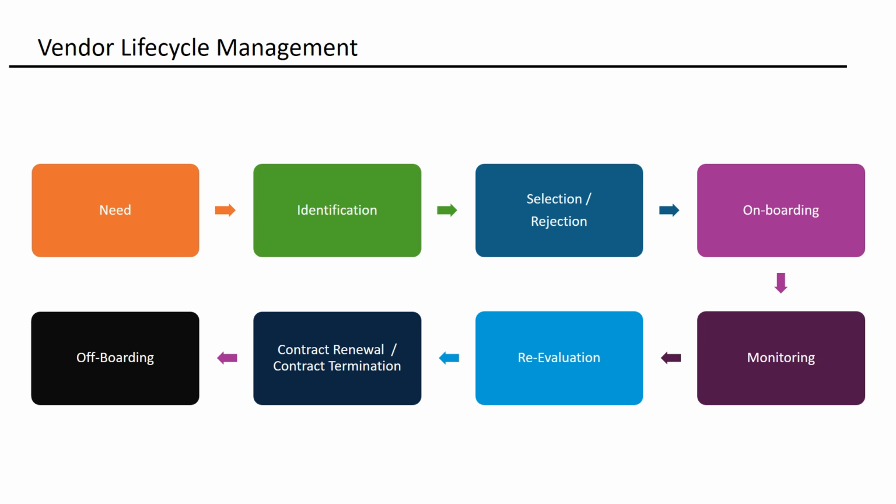In this video, we'll walk you through the complete third-party vendor life cycle from RFI and RFP stages to understanding the teams involved and their roles at each step. Many websites talk about 5 or 6 phases of the vendor life cycle, but to explain it in detail, we've broken it down into 8 phases: need, identification, selection or rejection, onboarding, monitoring, re-evaluation, contract renewal or termination, and finally, offboarding. The insights shared are based on personal experience, and we'll take a closer look at each phase in detail.